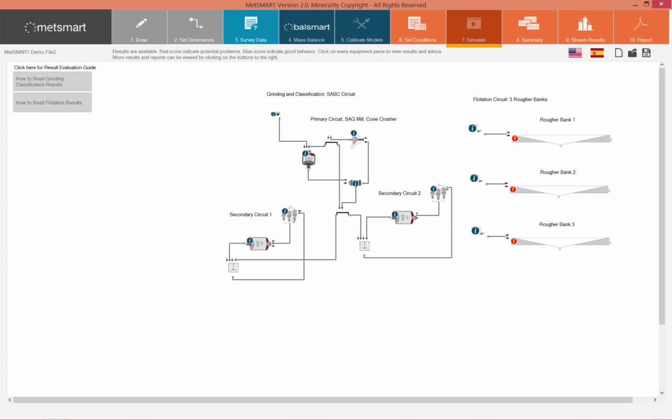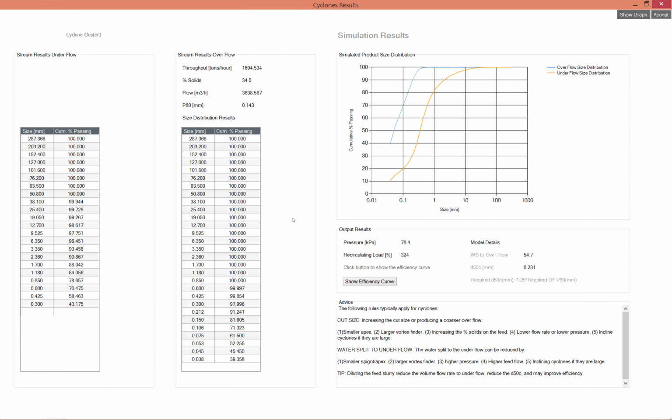After doing a simulation, I can see that the cyclone is still blue, which means that the cyclone is still within acceptable parameters. However, I can see in the underflow that the percent solids is quite low. This is to be expected with such a dilute feed to the cyclone. The pressure is reasonable at 78 kilopascal, and the recirculating load is 320%, which is also reasonable.